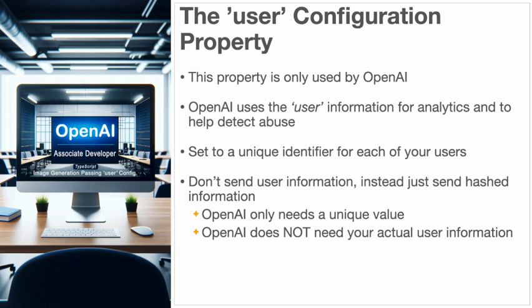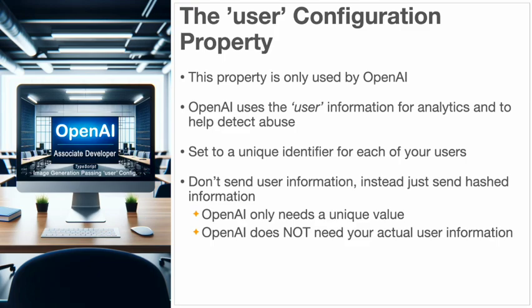As before, the user property in the image generation configuration can contain sensitive data that needs to be protected. To protect this data, we'll use our hashing function from before. This allows us to send a hashed version of the user's information, ensuring privacy while still providing OpenAI with a unique identifier. Remember, this information is only used by OpenAI for internal purposes, and just needs to be unique for OpenAI since it is not shared back with you.